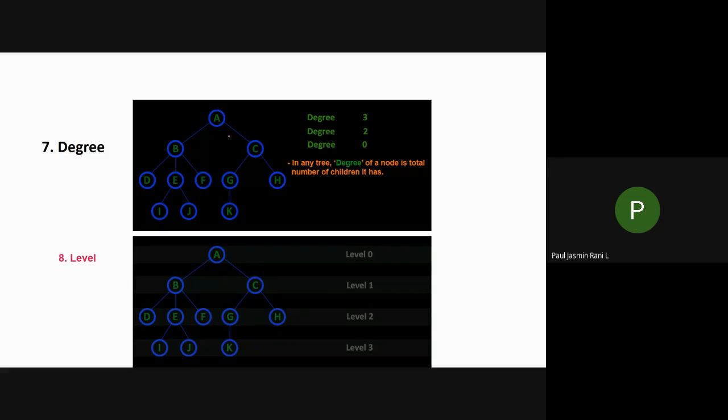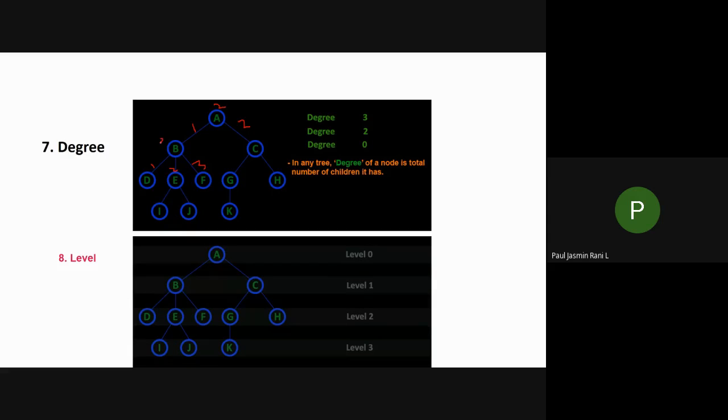Okay, so for example, if you see this A node, how many branches are going from this A node? I have one branch and another branch is this one. So how many branches are going? Two, isn't it? So degree of A node is 2. Similarly you see this B node, how many branches are going? This is your first branch, this is your second branch, and this is your third branch. So I can say that this B node has degree 3.